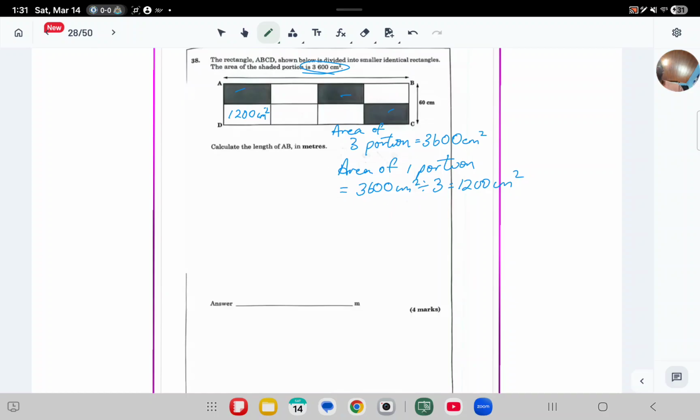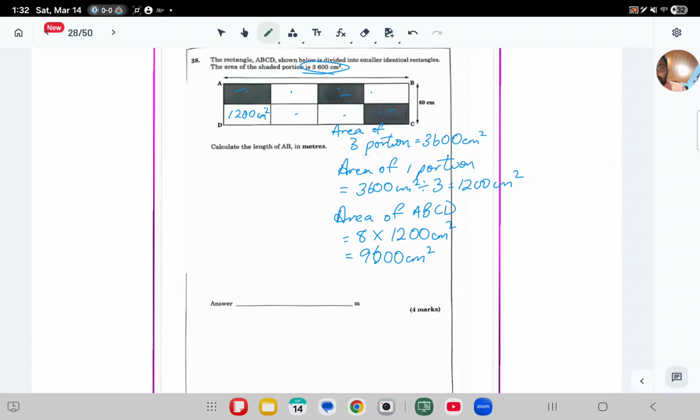Now that we know the information for 1, we could find out the area of the entire shape. So the area of ABCD would be the number of rectangles, 1, 2, 3, 4, 5, 6, 7, 8, multiplied by the area of 1, which we found out to be 1,200 centimeters squared. And 12 by 8 is 96. So that is 9,600 centimeters squared. So we know the total area of this rectangle is 9,600 centimeters squared.